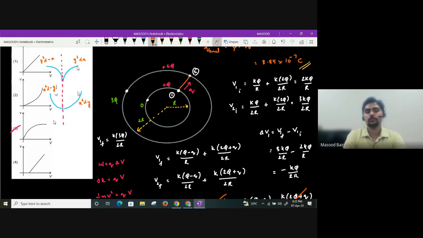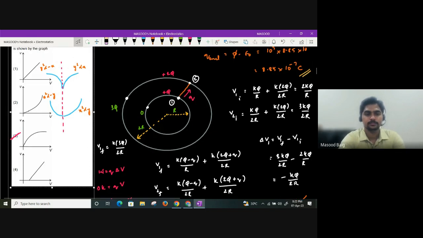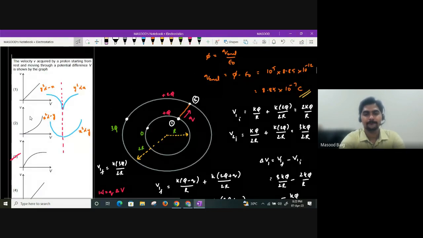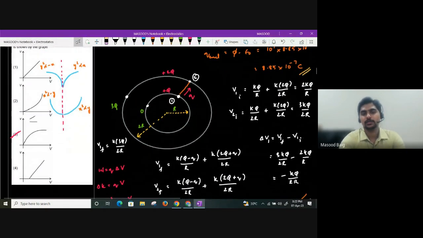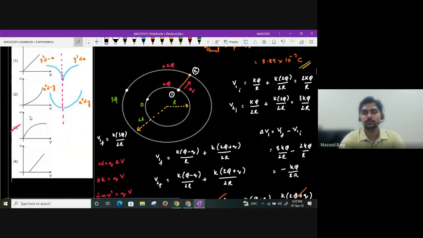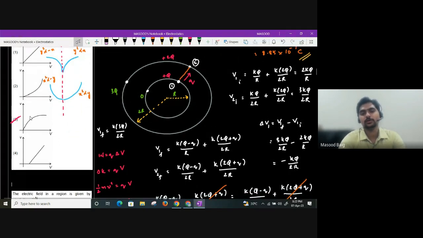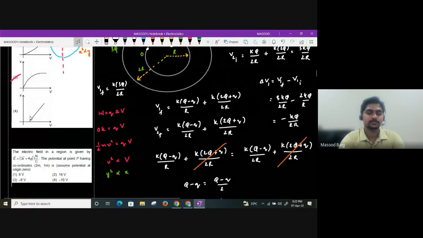Clear, all of you? So we got y square proportional to x, guys. So third option will be the answer for it. Clear, all of you? Understood, everyone? Whenever it is accelerated through some potential difference, some work will be done. That work done will be written as charge times potential difference, and work done can be written as change in kinetic energy, guys. Clear? Yes or no?